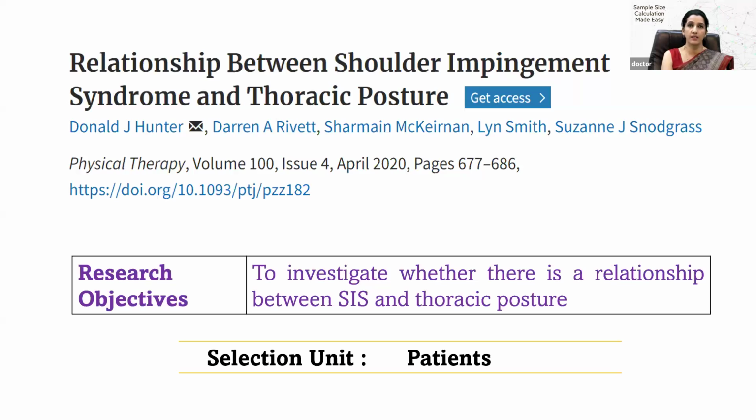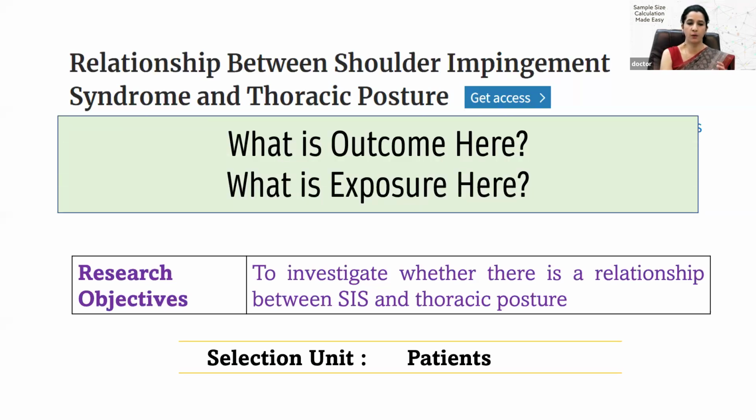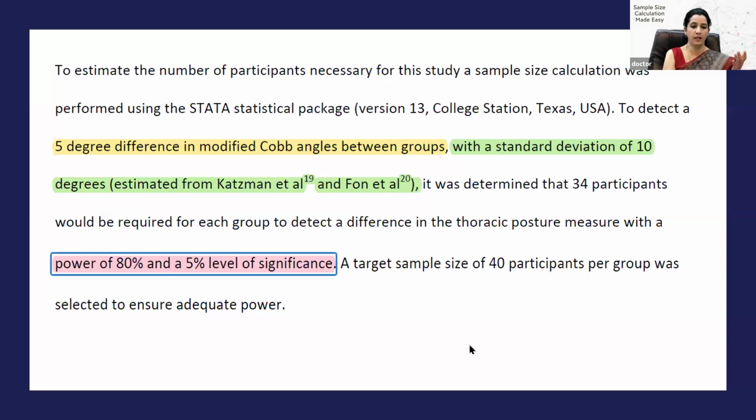So this is one example where the author is trying to see the relationship between shoulder impingement syndrome and thoracic posture. In this case, what is the exposure and what is the outcome? Shoulder impingement syndrome is the outcome and the exposure is the thoracic posture. The person wants to measure the exposure in the form of an angle, which is known as the Cobb's angle. He is thinking that there will be a difference of 5 degrees in the modified Cobb angle, and he is taking a pooled standard deviation of 10 degrees.